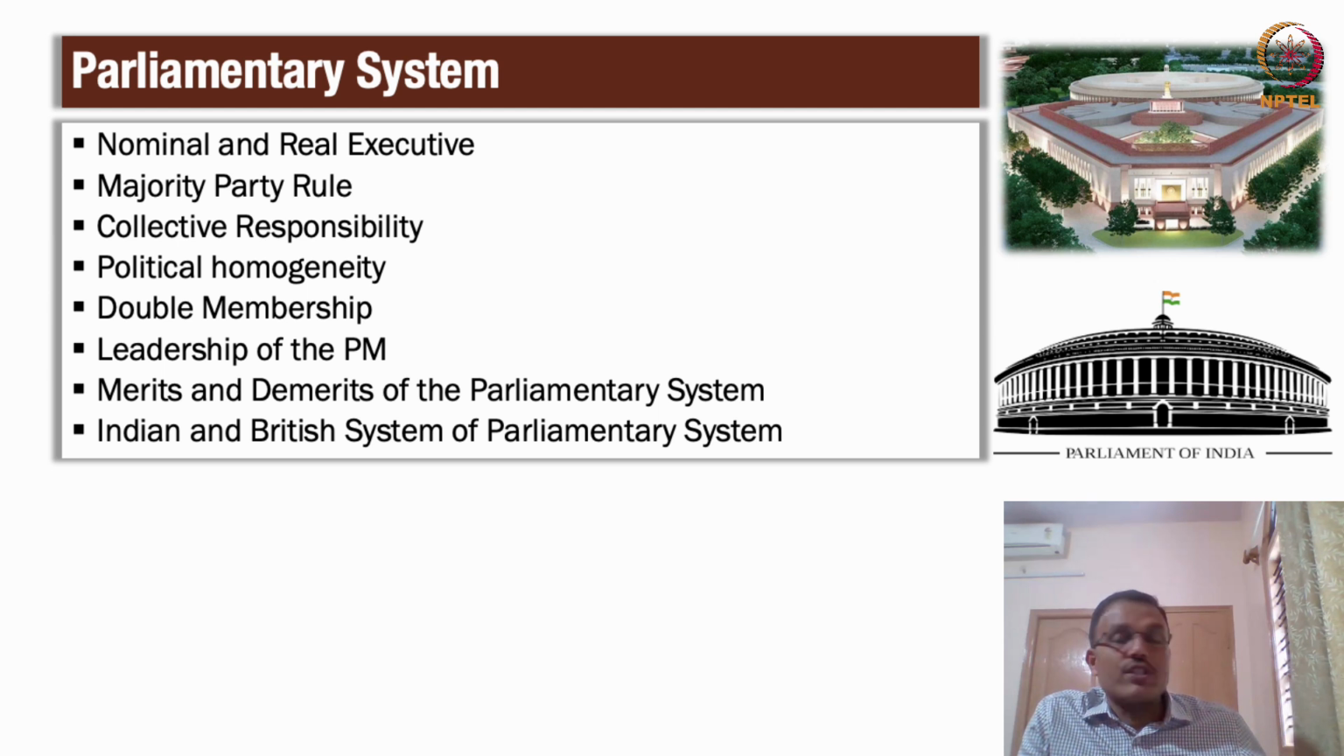And then I told you about the shadow cabinet rule in Britain. It's a unique system where the opposition party has a cabinet member to each of the departments. They are also like the ministers for future, and there is no such institution in India called the shadow ministry rule. So these are some of the distinctions between the Indian and British model of the parliamentary system.